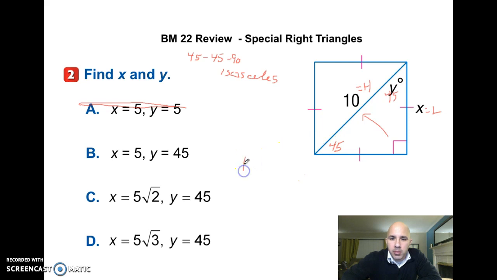Okay, working this out, we labeled number 2. We're going to write the formula. H equals your leg times square root of 2. Again, I'm looking at my anchor chart in the back to help me out. My H is 10. My L is going to be x, and then it's square root of 2. Really simple. Let's go ahead and solve for x. Divide both sides by square root of 2.